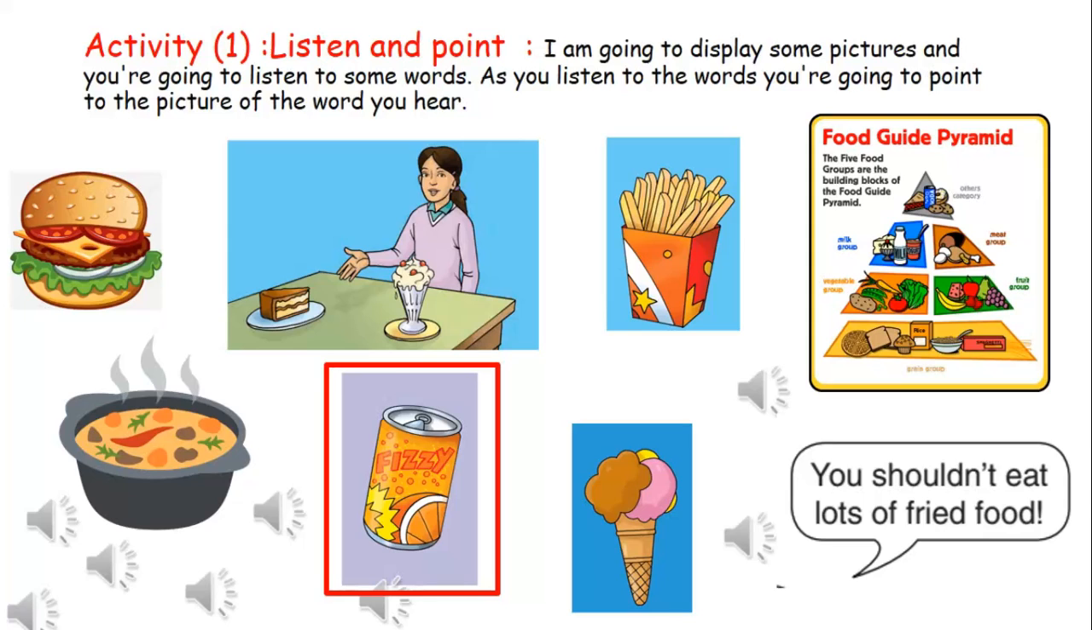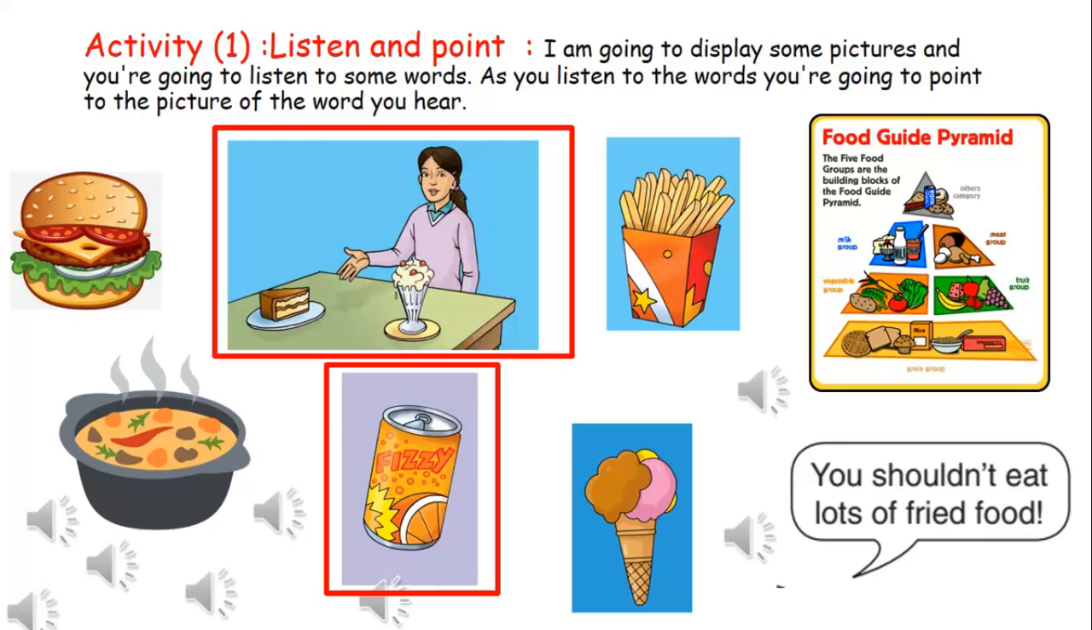Prefer. Again. Prefer. Which picture is it? Which word have you heard? You heard the word prefer, so this is the right picture. Now let's move to the next one. Food pyramid. Again. Food pyramid. Which picture is it? Yes, that's right, because you have heard the word food pyramid, which is the food pyramid. Now let's move to the next one.